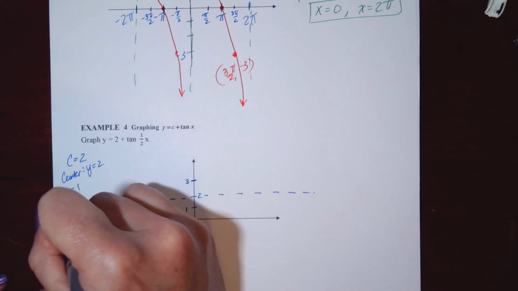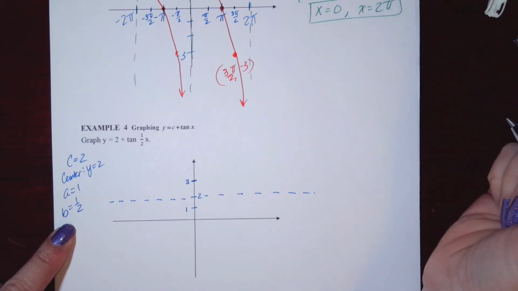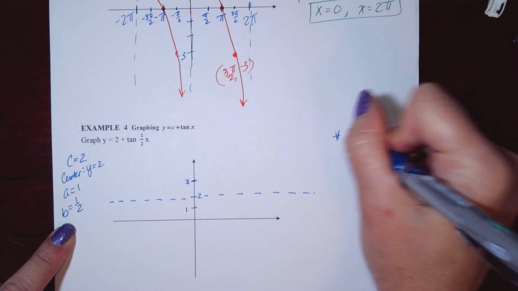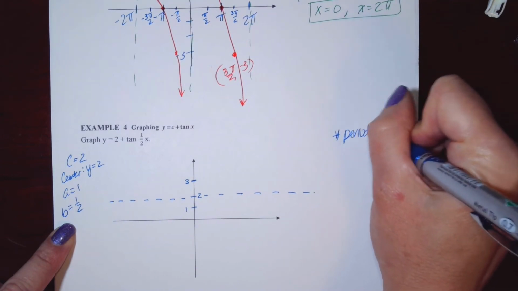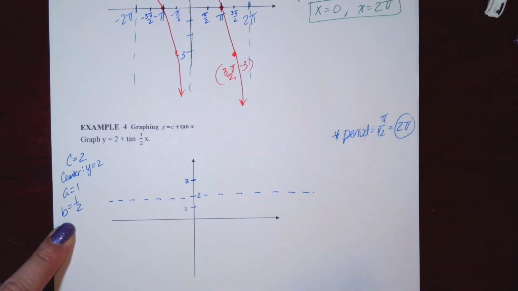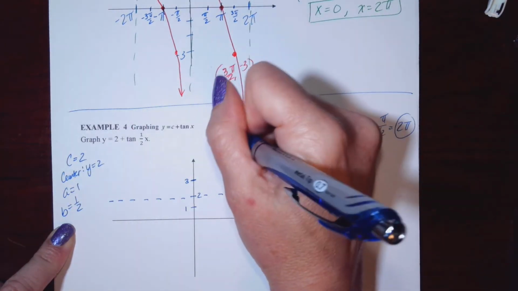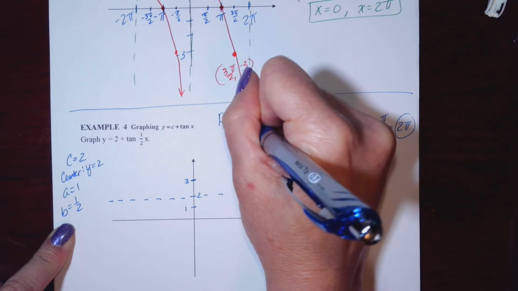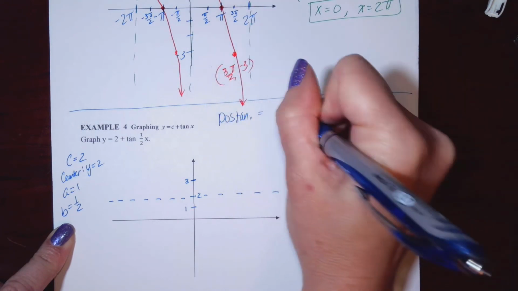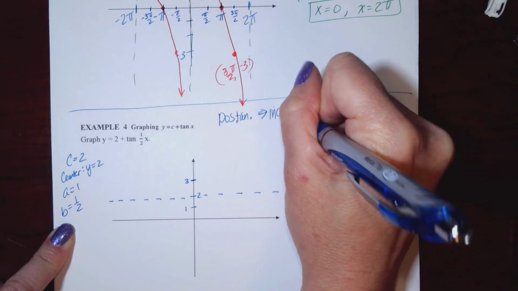And then I have a value of 1/2 again for B. The last graph we did, B was 1/2, so we know what that's going to do over here. We know that my period, when I set that up, is pi over 1/2. My period becomes 2 pi. I'm graphing positive tangent, which is an increasing function.